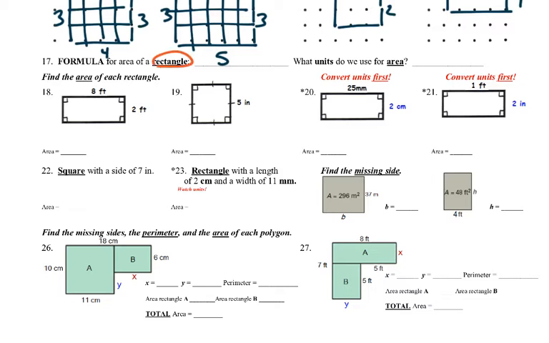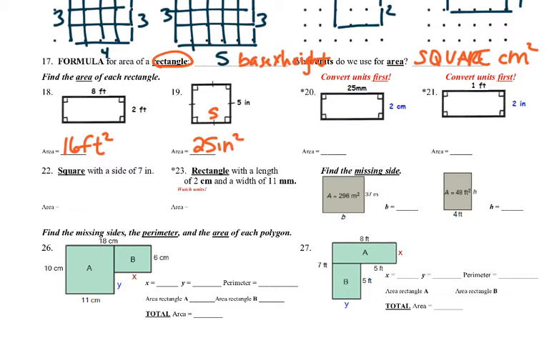So the first shape is a rectangle. The formula for a rectangle's area is base times height, or you could say length times width. And then we remember area, square area. So we always use square units for area. So here, 8 times 2 is 16 feet squared. 5 times 5, 25 inches squared. You always have to have the units the same, so we're going to convert that to 20 millimeters and then multiply that to 500 millimeters squared.